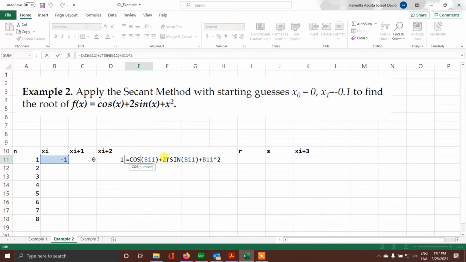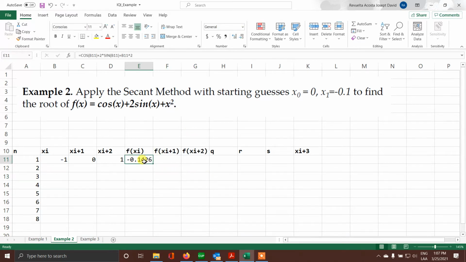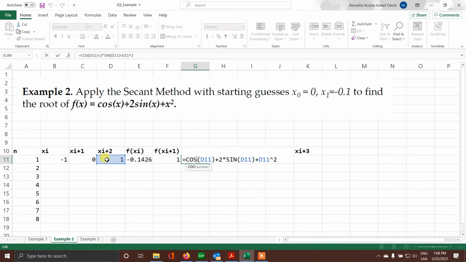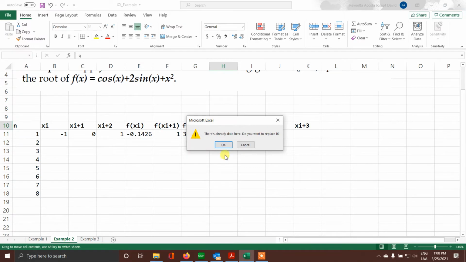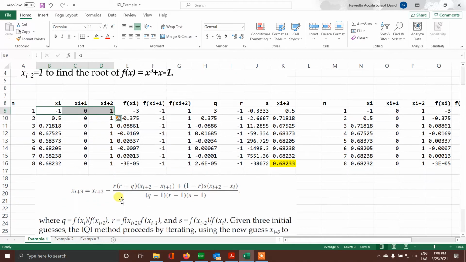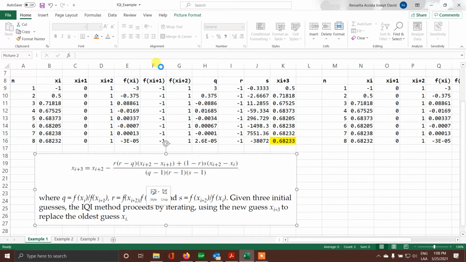And then we have the xi plus 2 evaluated. So we just need to compute actually Q, R, and S. Oops, sorry. Q, R, and S. And I'm going to bring the equation here again. So let's just define Q. Again, Q is equal to f of xi divided by f of xi plus 1.